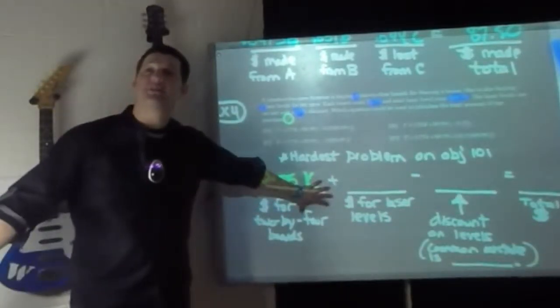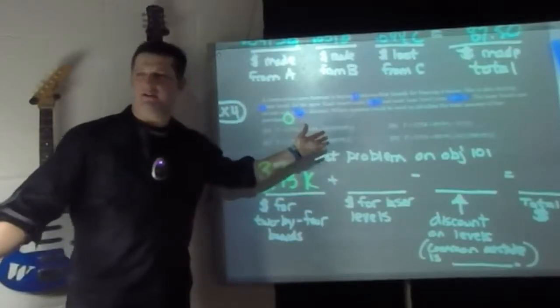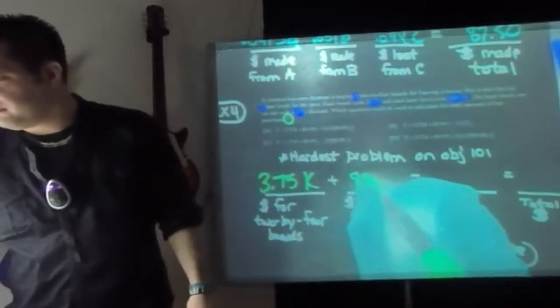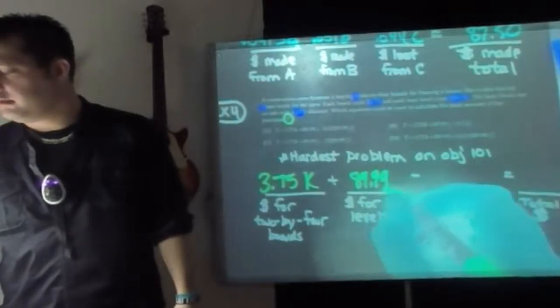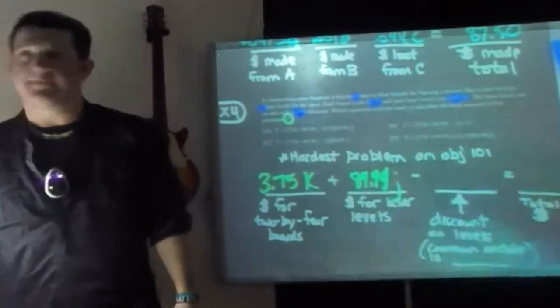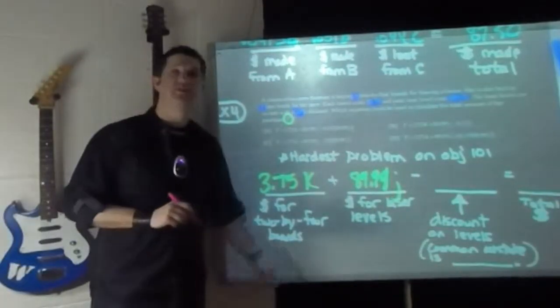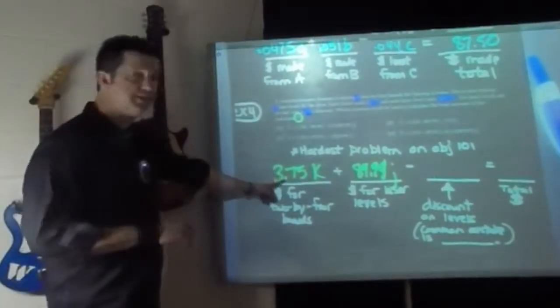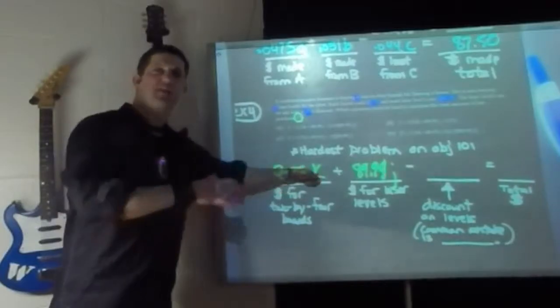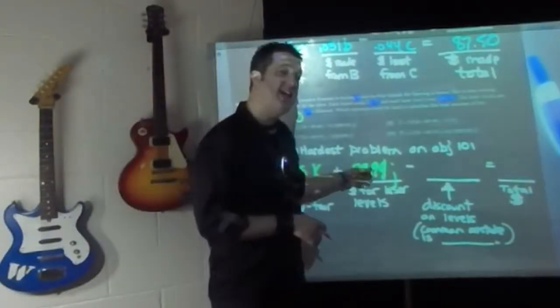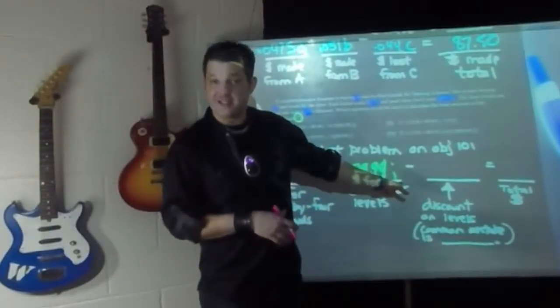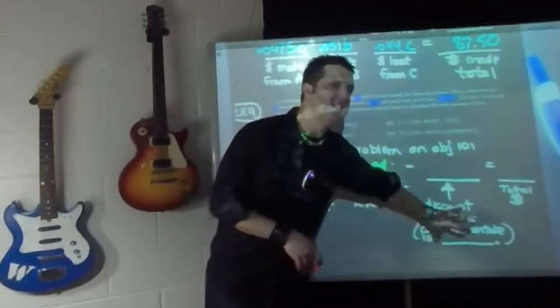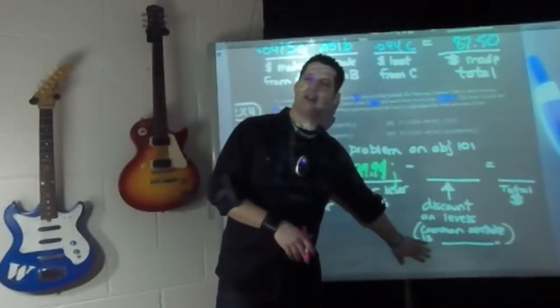Okay, laser levels. How much does a laser level cost? $89.99. How many are we buying? J. There we go. Here's where we come to the problem. This was easy. 375 times K, 375 times the boards we bought, plus $89.99 times the number of laser levels we bought. Now we got a discount, and there's a common mistake right down here.